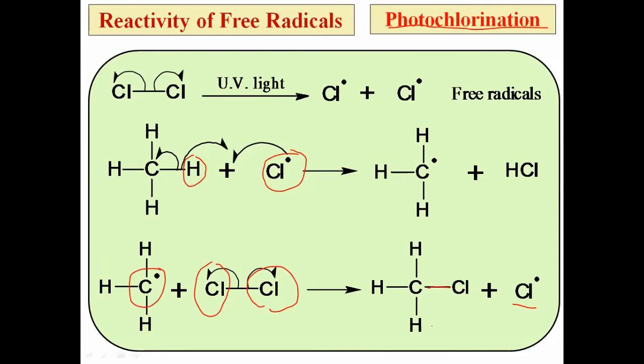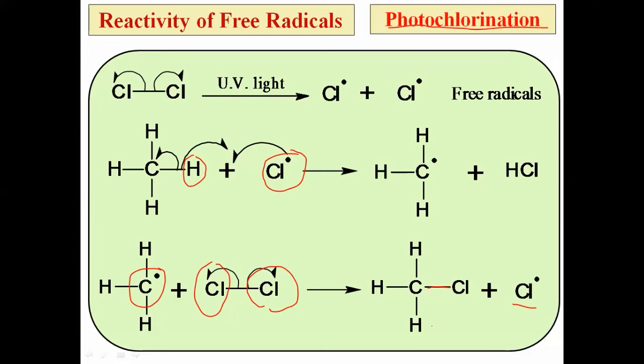And thus methane, when it reacts with chlorine in the presence of ultraviolet light, gives methyl chloride, and this reaction involves formation of free radicals as an intermediate. Actually, this is a chain reaction. In the first step, one chlorine molecule undergoes decomposition, that is, dissociation.